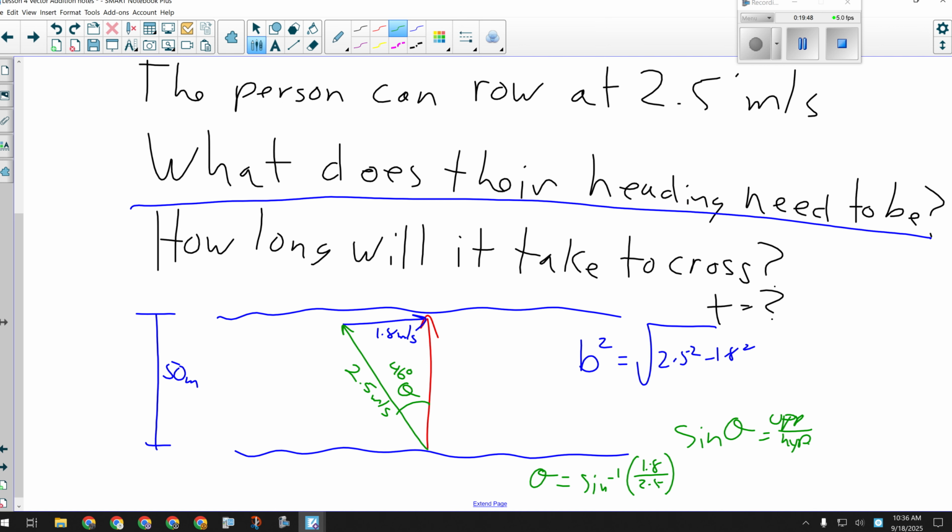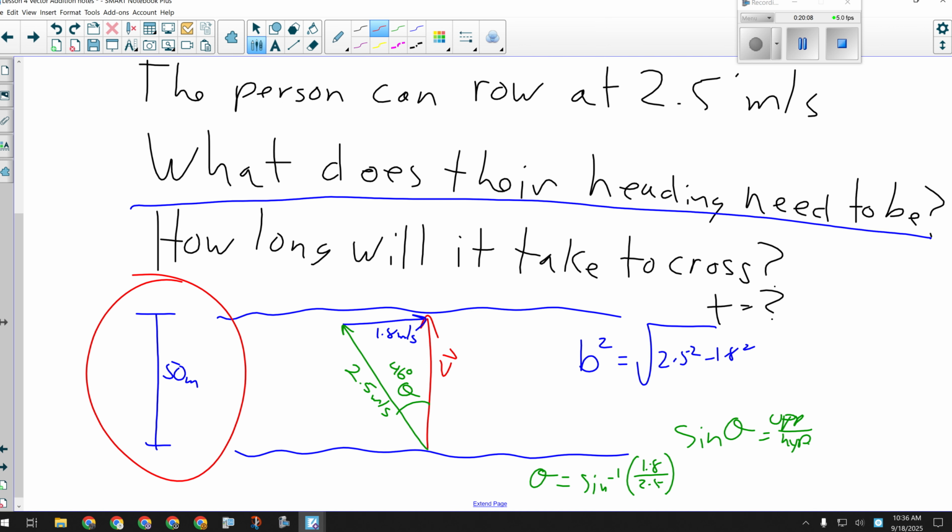All right, well, I just calculated my heading. That was the first part of the question, and all I had to do was one trig calculation. Okay. Now they want to know how long will it take to get across. That means I need red V and the distance across, which they gave me in the question.